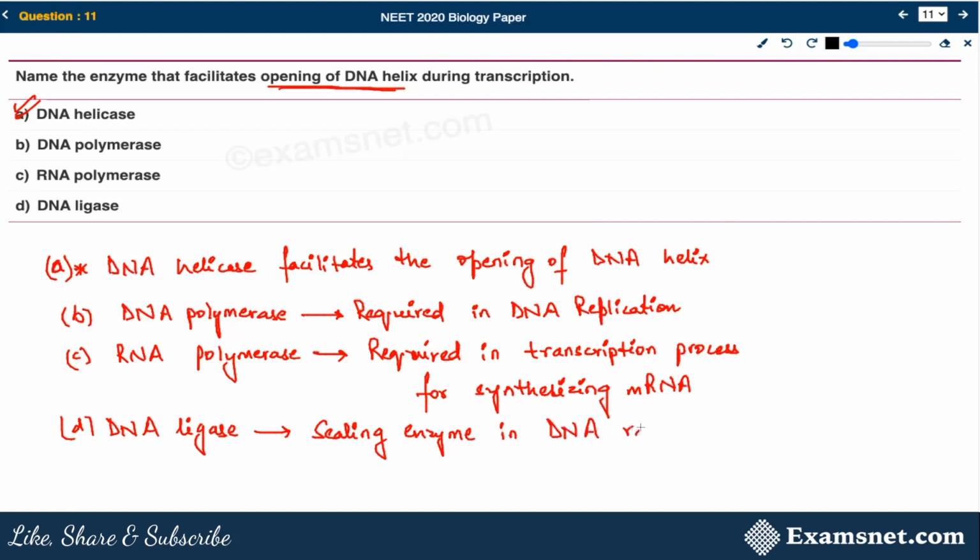In DNA replication. So the correct answer will be option A. Clear? This will be the case.